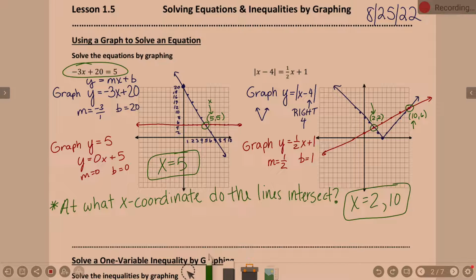Now, did this make a little bit more sense? The first one kind of seemed like, oh my gosh, this is a waste of time, I can do this in so many easier ways. But for this one, the graph is actually really helpful.